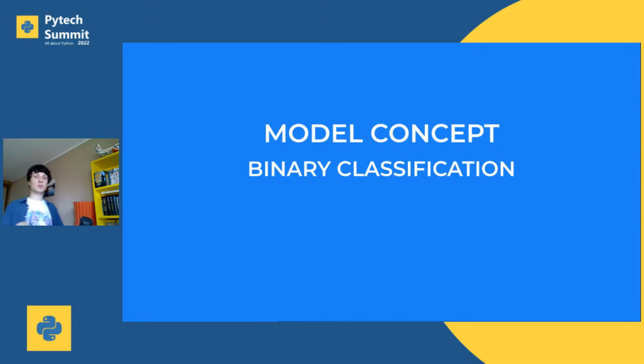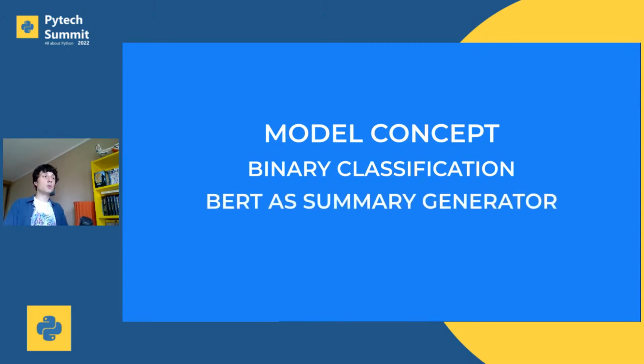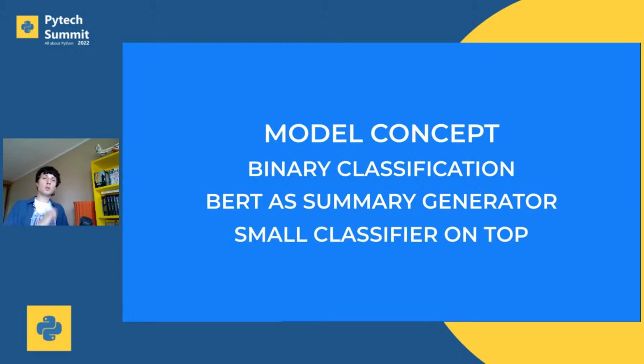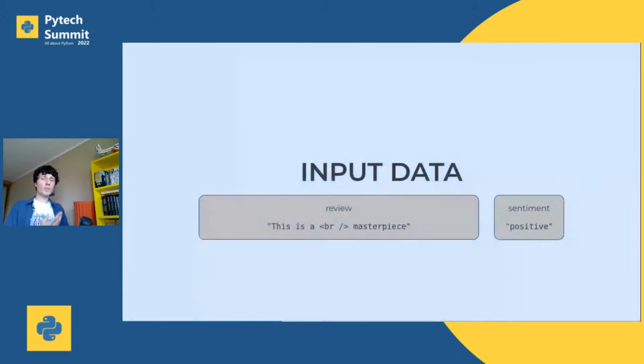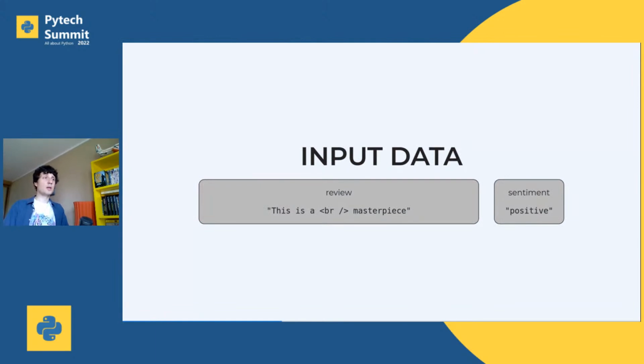The model that we're going to create is a binary classification model. We want to use BERT as a summary generator for the text that we input, and we want to put a small neural network as a classifier on top of BERT. And how would this look on a conceptual level? Well, we get our input data from the dataset in CSV. We get two columns, the review and the sentiment, both as strings.